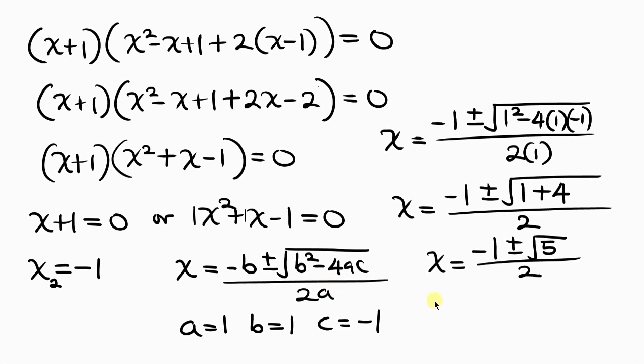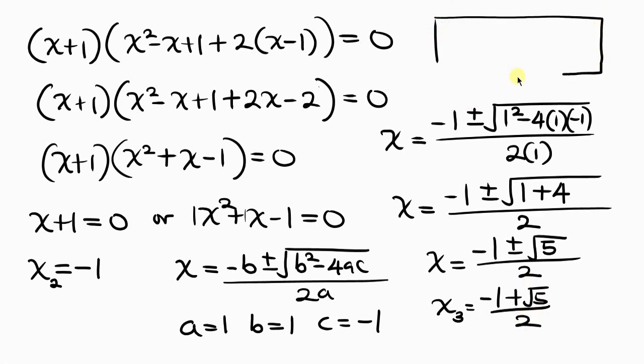So the third value of x is negative 1, go with the positive, plus square root of 5, all over 2. And then the fourth value, I'm going to be writing it on this space here. The fourth value is equal to negative 1. Now this time, go with the negative, minus the square root of 5 all over 2. Now the most surprising thing is that we have 4 solutions, and these 4 solutions are all real solutions.